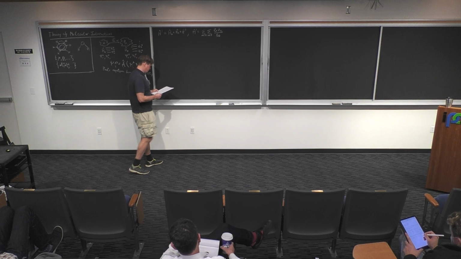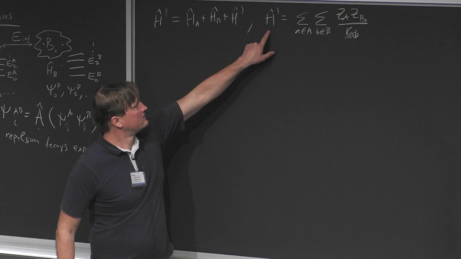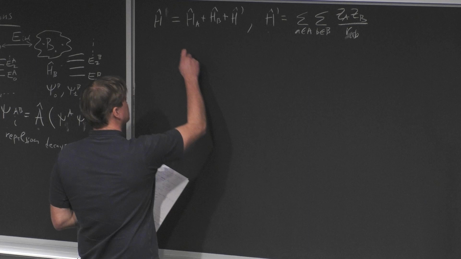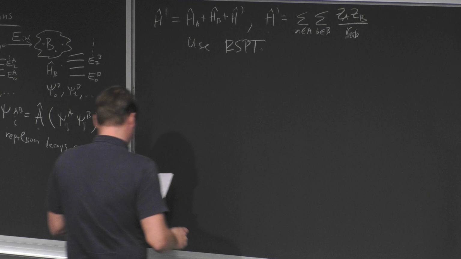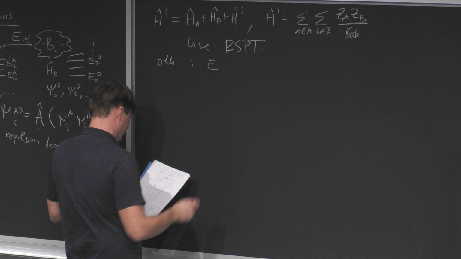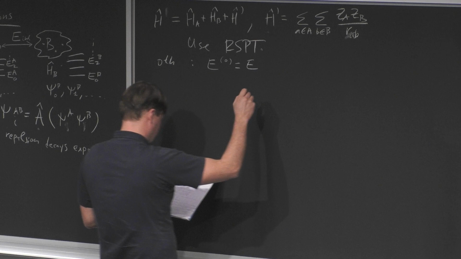So, of course, if the perturbation Hamiltonian is small, which it is if these two molecules are separated by a certain distance, then we can use perturbation theory to express all molecular interactions. So let's use Rayleigh-Schrödinger perturbation theory, and we will go to second order in this case. Of course, you have zeroth order, where your energy, let's call it E zero, is nothing else but the energy of A plus the energy of B.